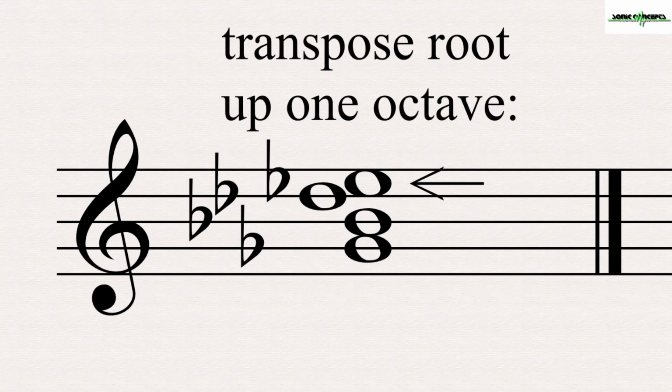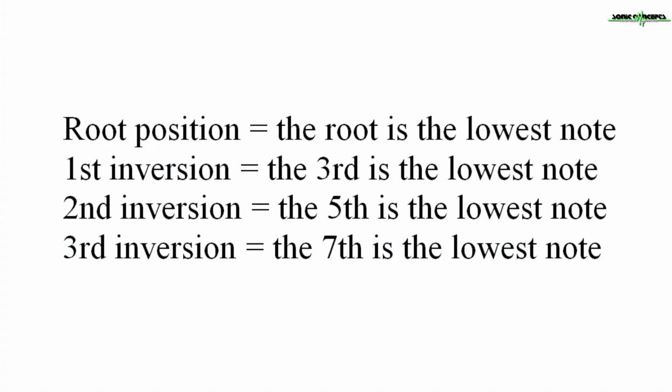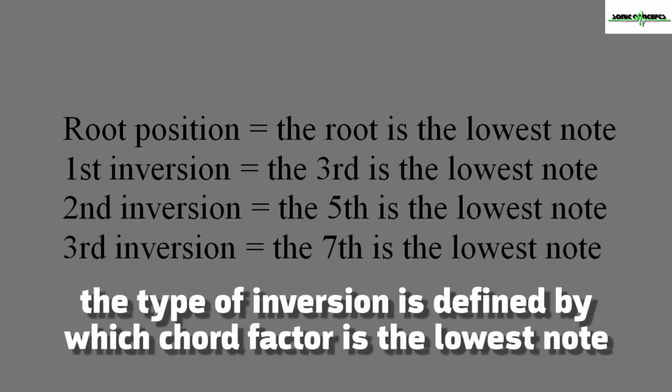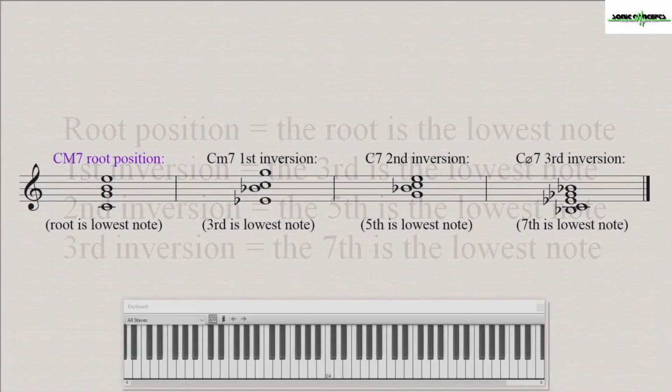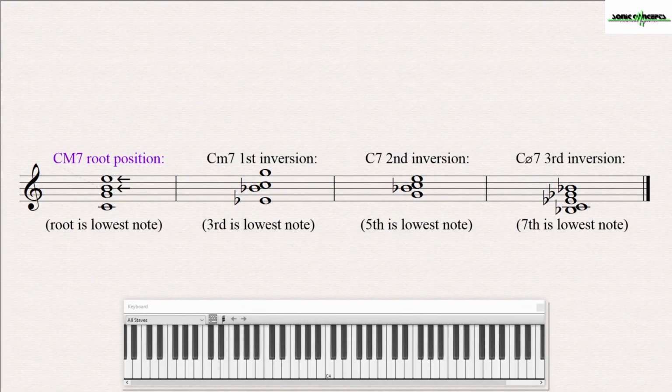These are the inversions in their strictest interpretation. In actual practice, it is not unusual to see the various chord factors arranged in any fashion so long as the rules in this table are observed. Namely, that the type of inversion is defined by which chord factor is the lowest note. The chord factors above the lowest note may be flipped, transposed, or even doubled up one or more octaves as in the following examples.